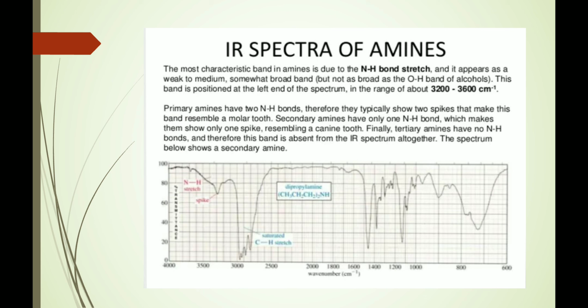IR spectrum of amines. The most characteristic band in amines is due to the N–H bond stretch, and it appears as a weak to medium, somewhat broad band, but not as broad as the O–H band of alcohols. This band is positioned at the left end of the spectrum, in the range of about 3200 to 3600 cm⁻¹.